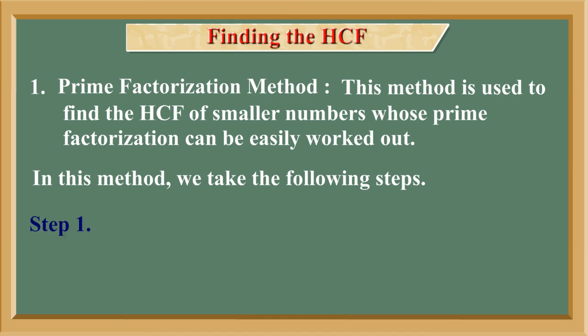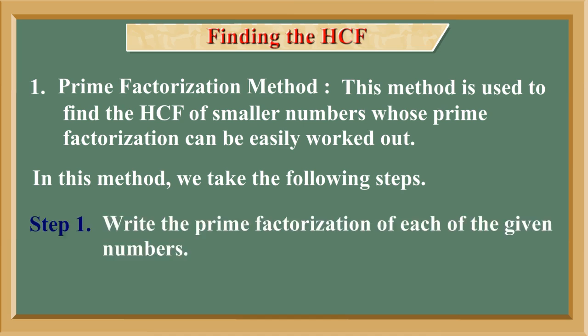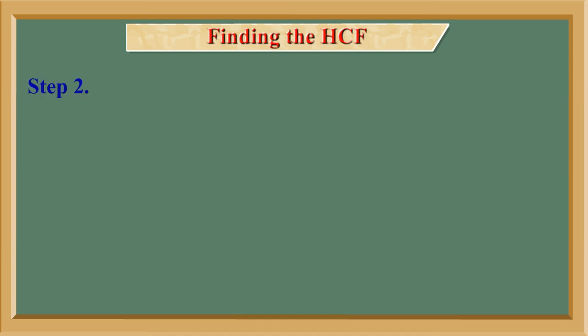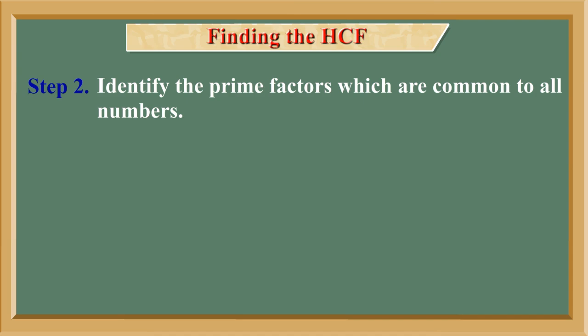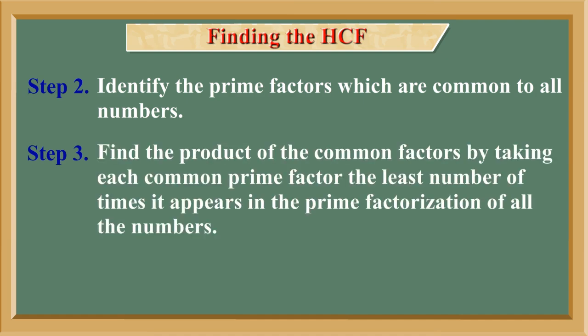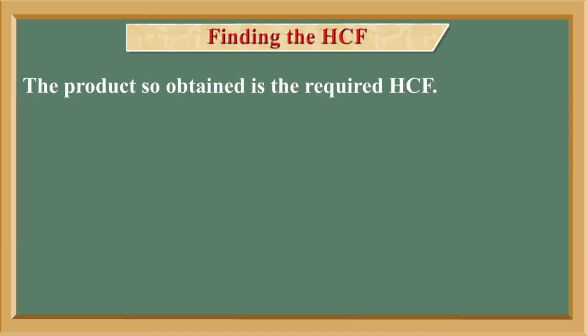Step 1. Write the prime factorization of each of the given numbers. Step 2. Identify the prime factors which are common to all numbers. Step 3. Find the product of the common factors by taking each common prime factor the least number of times it appears in the prime factorization of all the numbers. The product so obtained is the required HCF.